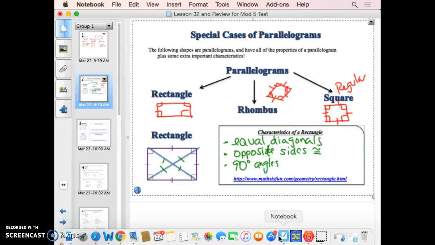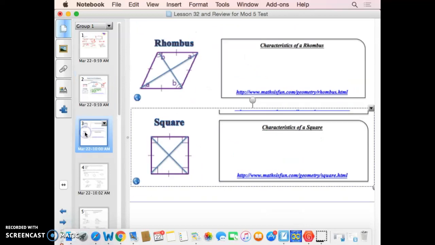So you'll notice the main thing that's different about the rectangle is the 90-degree angles and the sides. Okay, and then you can do the same thing with rhombus and square. So you're going to want to go back to Canvas, click on those links, and then take notes and do the practice problems within Math is Fun.